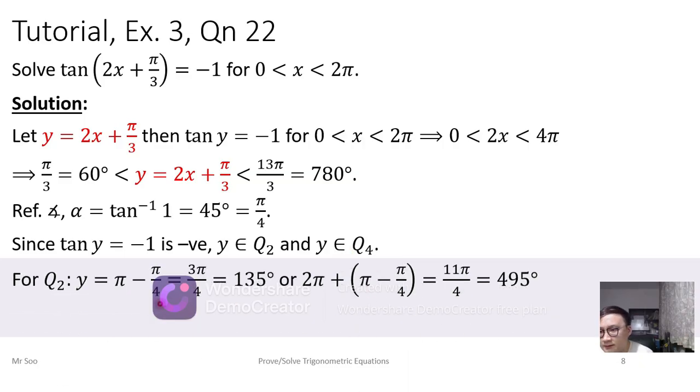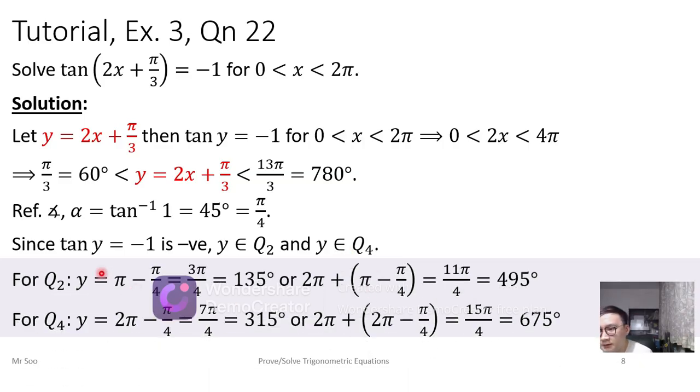You realize this additional step here, why I add 2 pi, correct? I'll come to that shortly. What I said previously is for Q2, pi minus reference angle, correct? And our reference angle is pi over 4, which is 3 pi over 4, or equivalent in degrees, 135 degrees, if you multiply by 180 over pi. So 135 degrees and 3 pi over 4 are the equivalent value. The same thing for Q4, right? 2 pi minus your reference angle, I get 7 pi over 4, or 315 degrees.